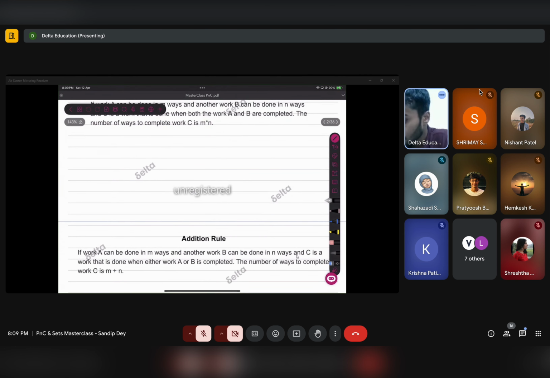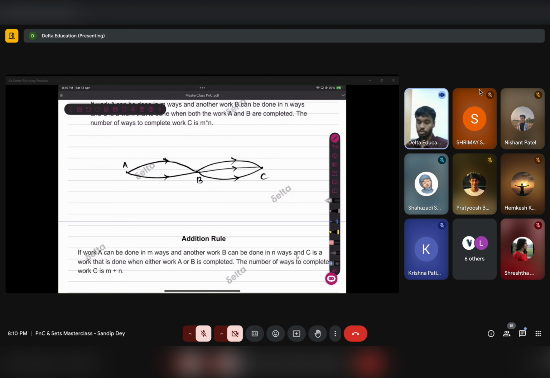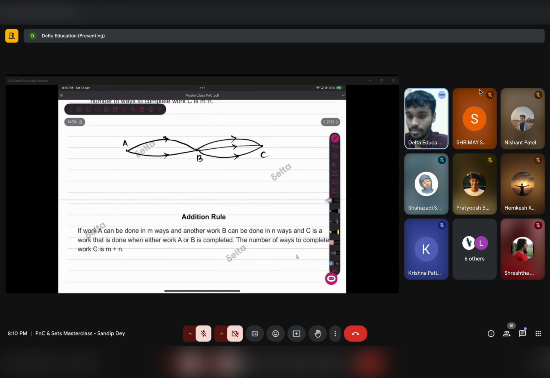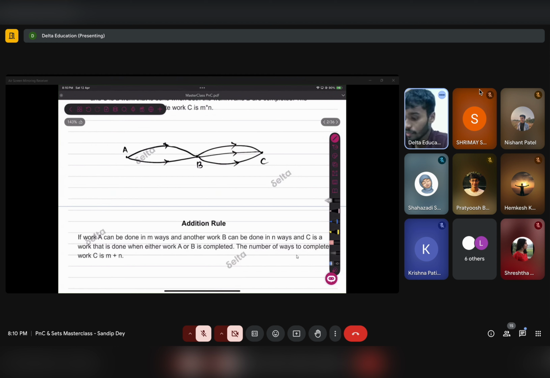Let's say there is a place A here, and there is a place B here, and a place C here. Let's say there are two ways to go from A to B. You can go in these two ways from A to B. And also there are three ways to go from B to C. Now if I want to know how many ways there are to go from A to C, what will be the answer? Anyone in chat? 2 into 3, 6, right?